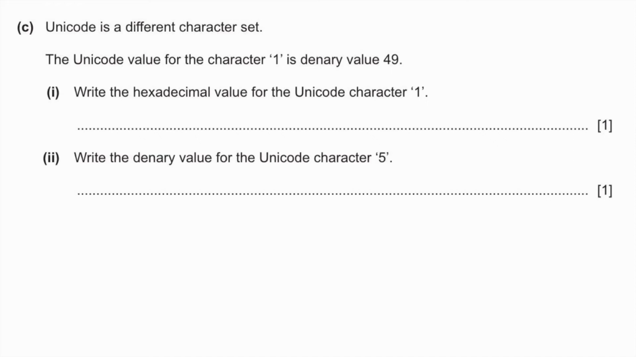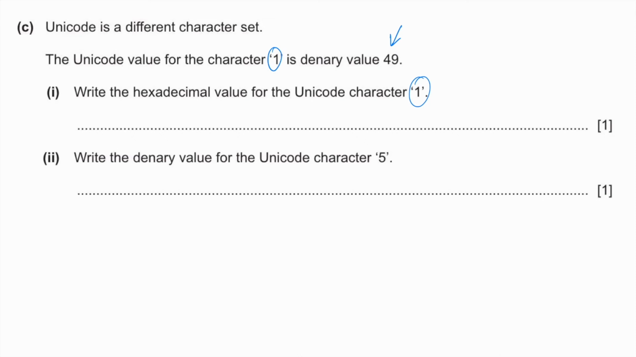Now our next question looks at Unicode. So right here it says Unicode is a different character set, and obviously we know that, but remember one thing to keep in mind is that Unicode uses hex. So the Unicode value for the character 1 is denary value 49. Write the hexadecimal value for the Unicode character 1. So basically what we want to do is take this and convert it to hex. For me, the easiest way to do this is to convert to binary first. So I'm going to go from 49 to binary.